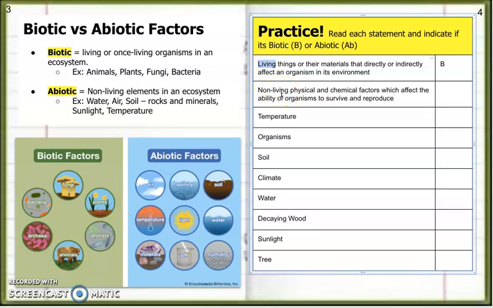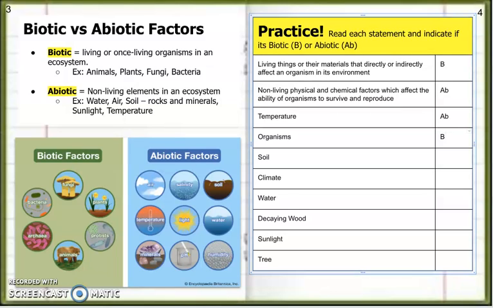Another example, non-living physical and chemical factors which affect the ability of organisms to survive and reproduce. Again, non-living, that means it's abiotic. Temperature, well, I can see that temperature right here is abiotic, so AB. Organisms, so organisms are living things, biotic.